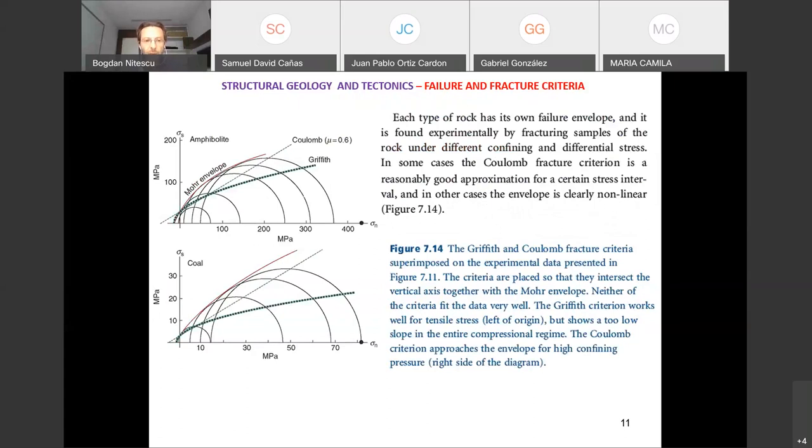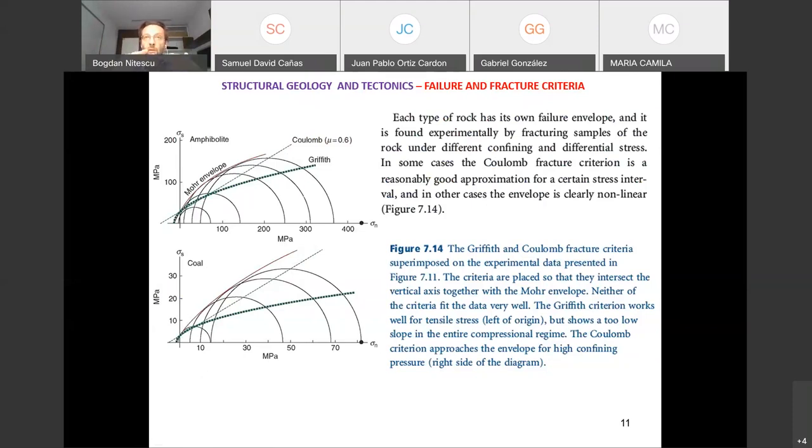So here is an example. You see, some people did experiments, and this is experimental data for amphibolite. So this is a metamorphic rock, which has primarily amphibole and coal. So experimental results. And you can see what the Mohr envelope is, the basic failure criterion that results from the experiments, versus the predicted Coulomb or Griffith criteria. They don't work for any type of rock. For some they work, for some not. Here, of course, they do work. The Griffith works here in the tensile part, for instance. Yeah. So in the case of coal.